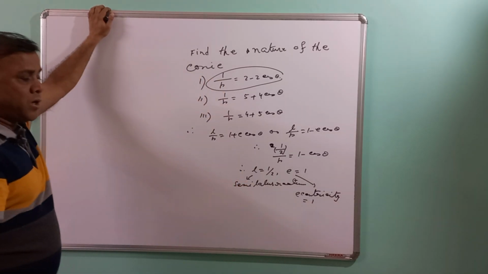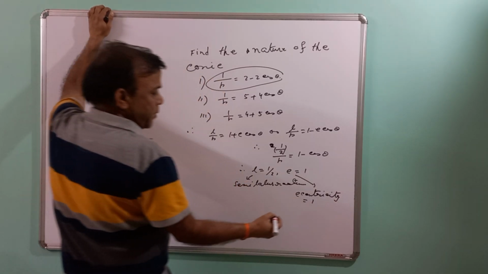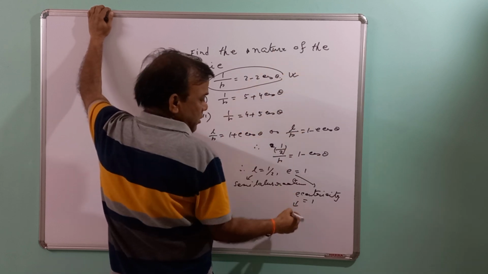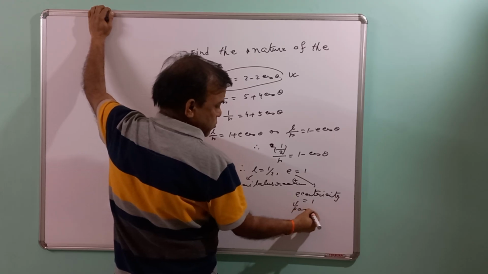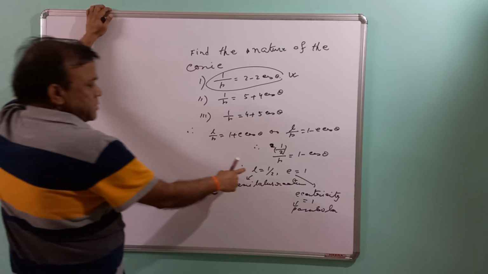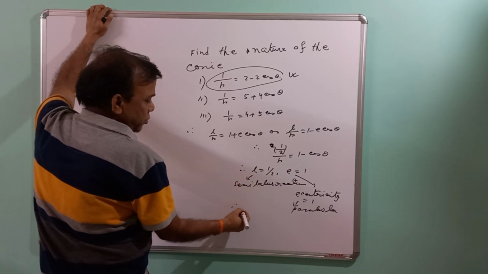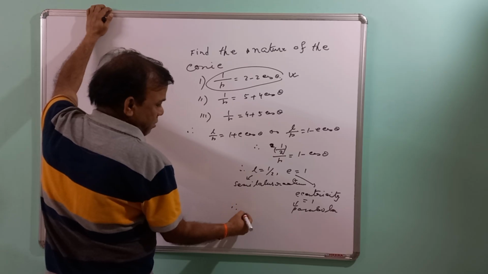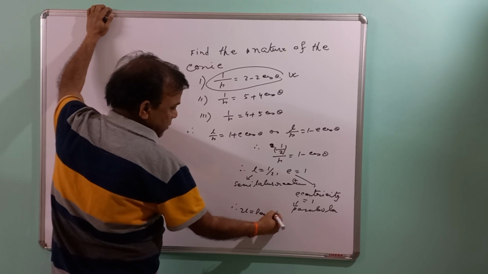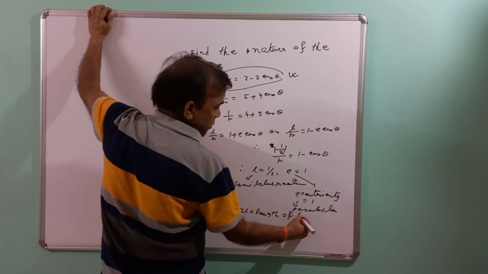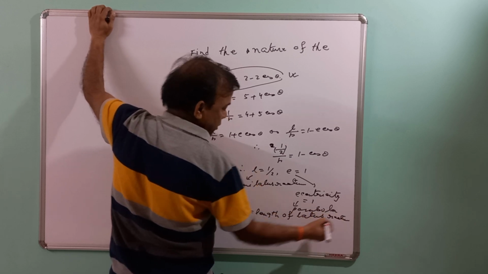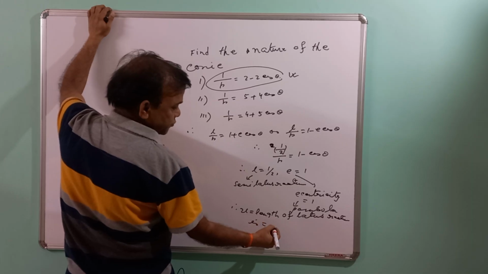As eccentricity is 1, therefore it will represent a parabola. Therefore, nature of the conic in case of 1 will be a parabola. And length of semi-latus rectum is half. Therefore, length of latus rectum is 1 unit.